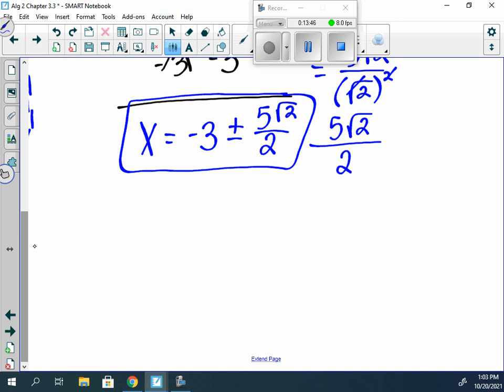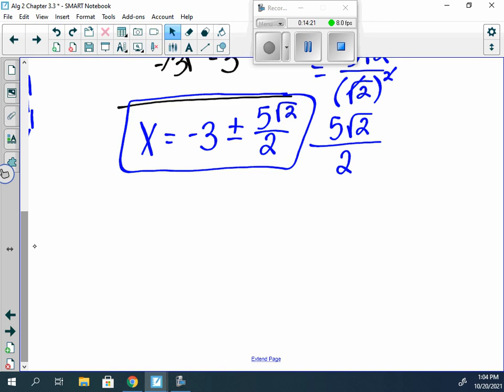Does that make sense? Because here, I can't just add negative 3 and 5. They're not like terms because of that radical. But if we had, say, negative 3 plus or minus 4, well, I can take negative 3 plus 4 is 1. Negative 3 minus 4 is negative 7. If I can add and subtract them, we're going to add and subtract them. Okay.